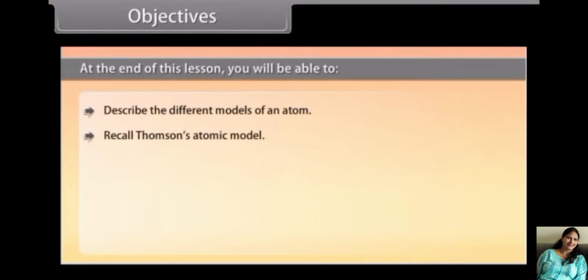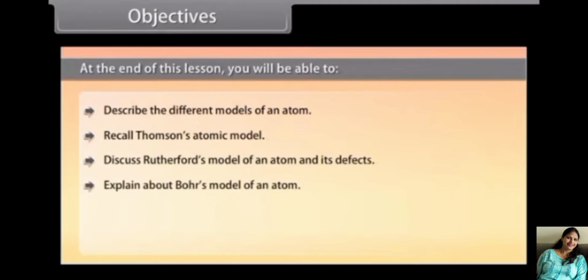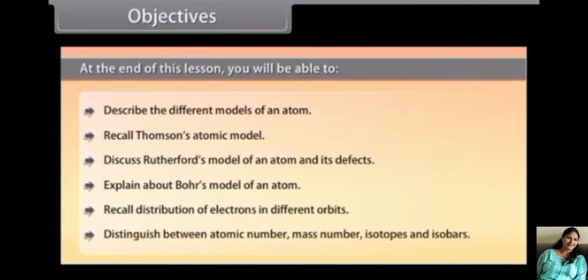These are the objectives of the chapter. We will learn about the models of an atom. First model is Thomson's atomic model. Second model is Rutherford model of an atom. Third one is Bohr's model. And at the last we will learn about the electrons in different orbits and atomic number, mass number, isotopes and isobars.